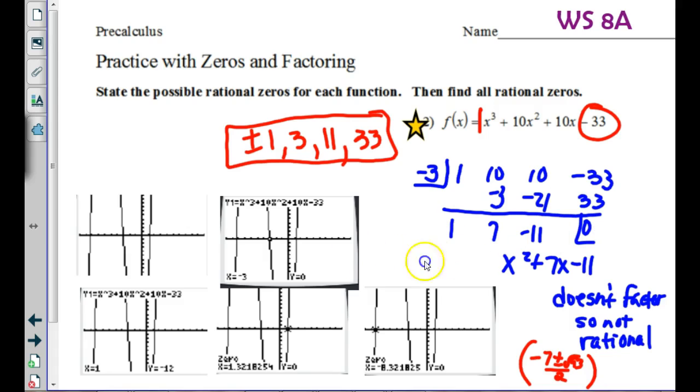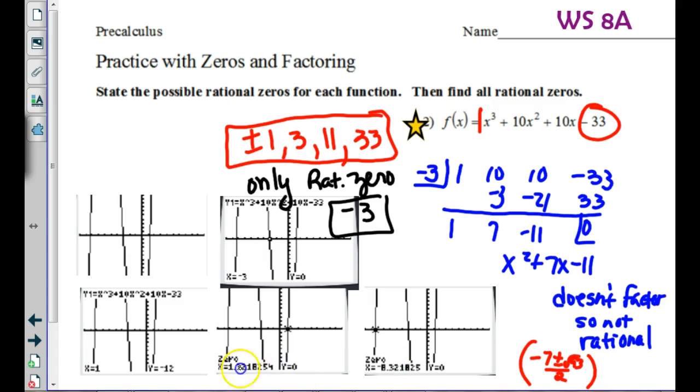Can anybody see my paper, my graphs up here? Yes. The only rational 0, I just did a homework problem for you, was at negative 3. But I'm just showing you that I found the other zeros on the calculator, and they're long, nasty decimals. That means they're not rational. I proved it by doing quadratic formula, but I don't care. You don't have to do that far. If it said find all zeros, you'd have to do that.